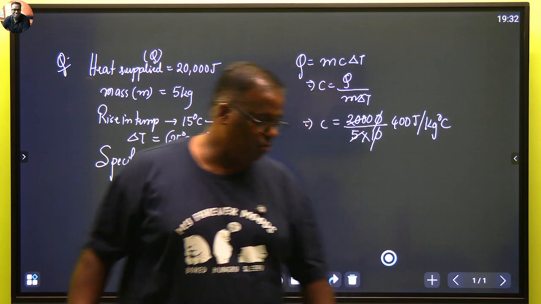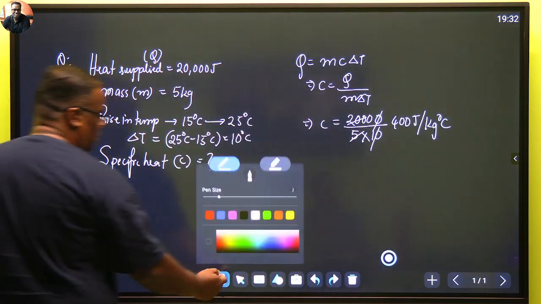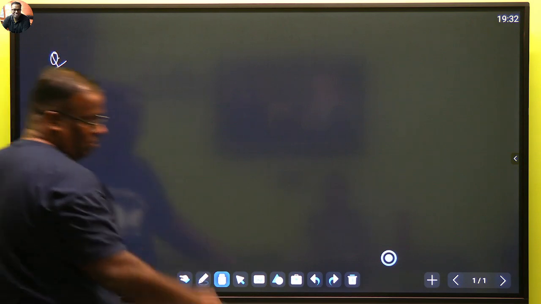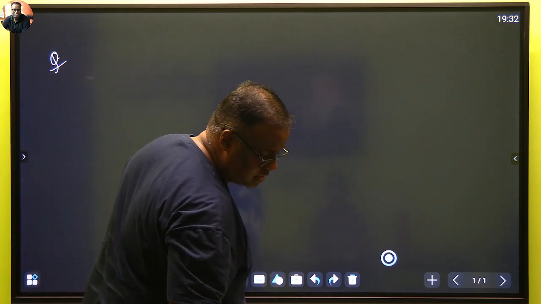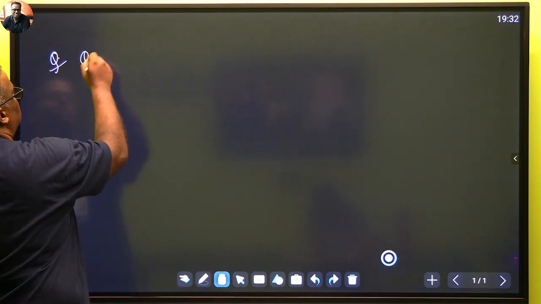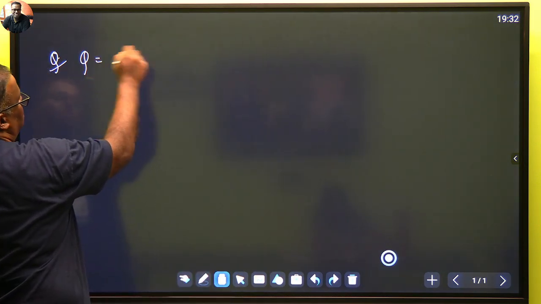Okay, can we do one more problem? Let's take one more problem, and it says 25,000 joules of energy. So this time I'm writing it as Q. You should write Q means heat supplied.